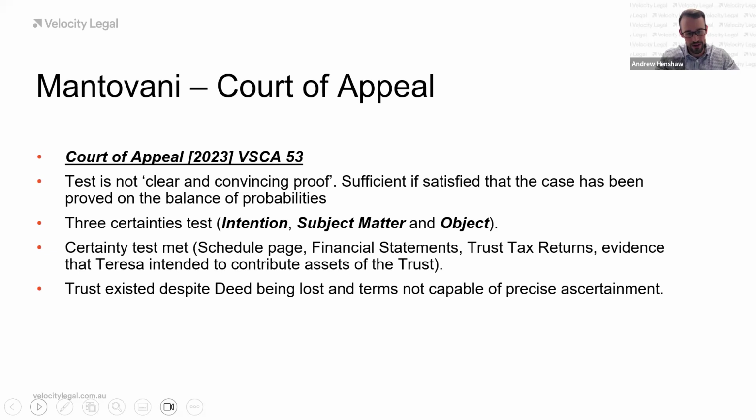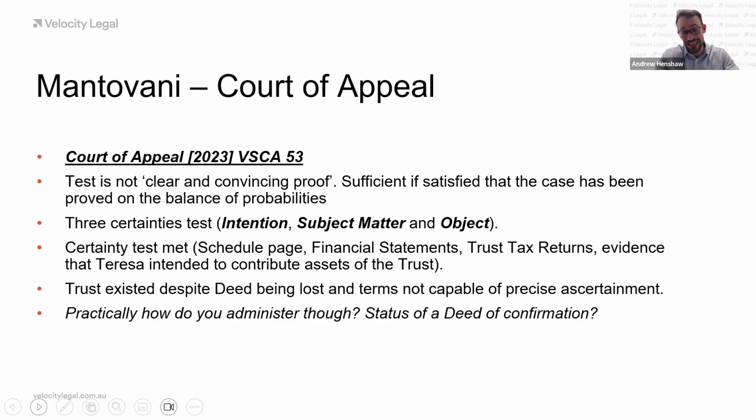Now, I know the question that you all might be thinking: well, okay, what do you do then? Practically, how do you actually administer? If the trust deed doesn't exist, or all we have is a schedule, financial statements, tax returns, etc., it's pretty difficult to actually administer, because how do you know the powers? Simple. How do you know the powers? You don't.